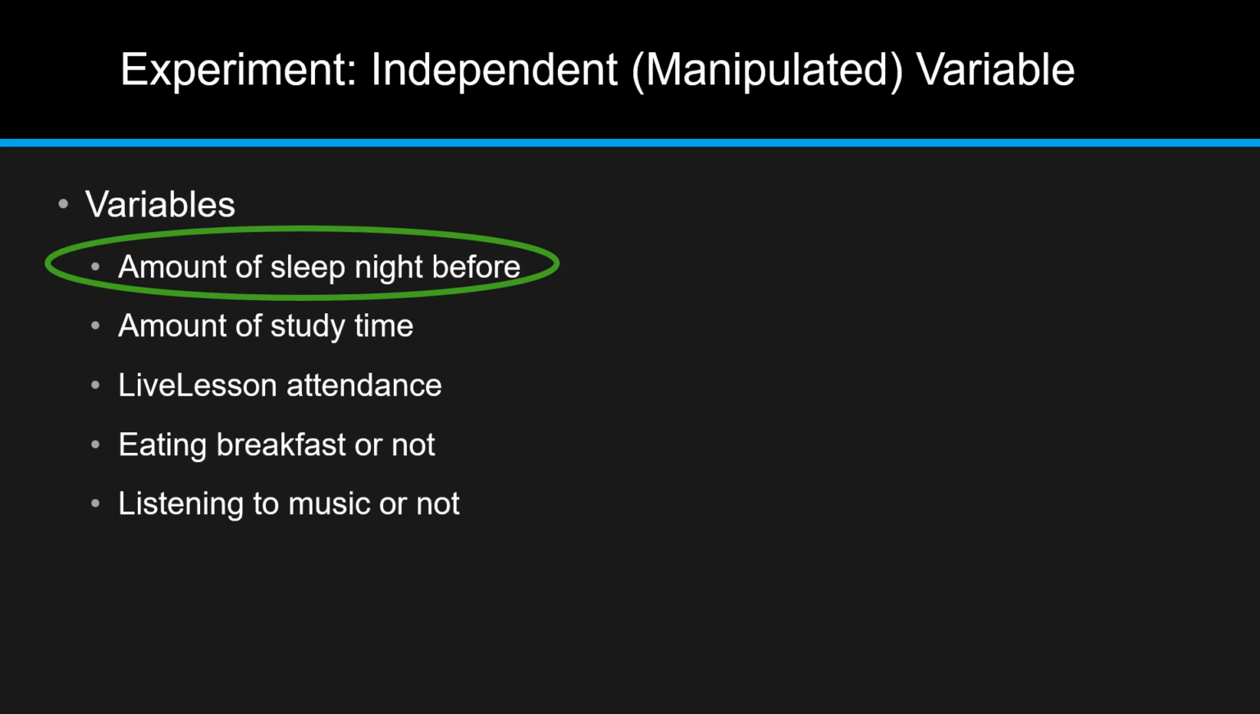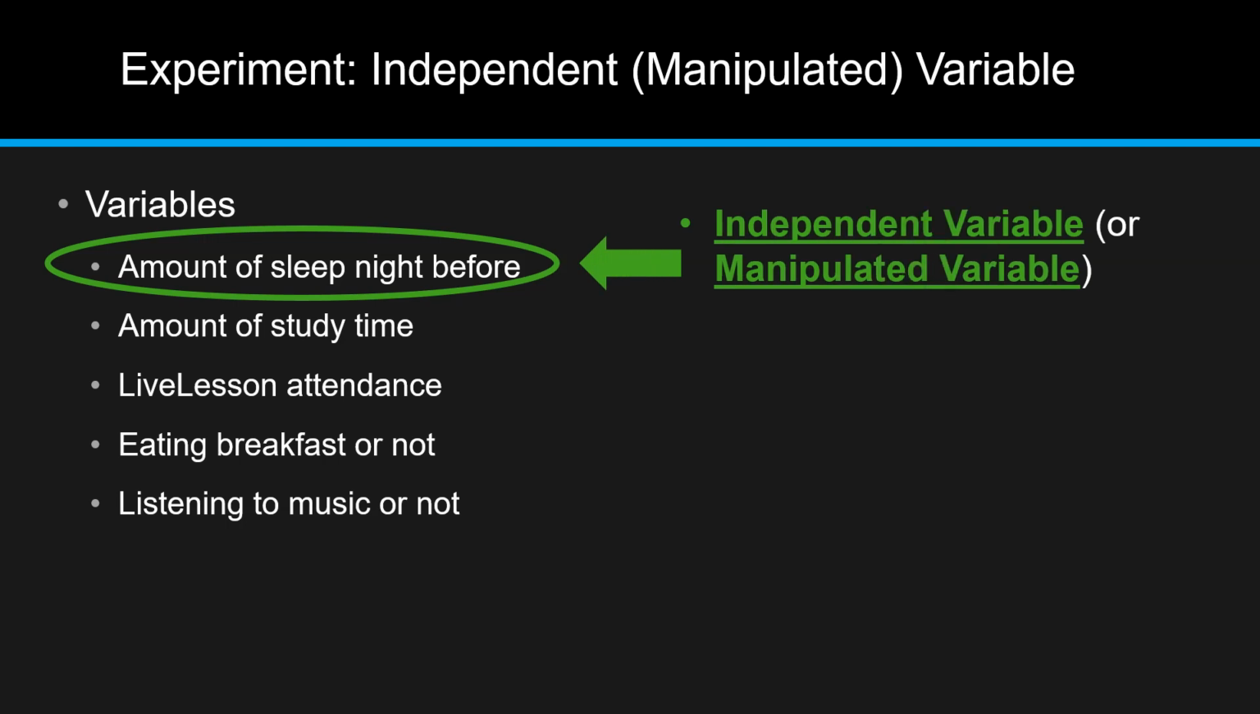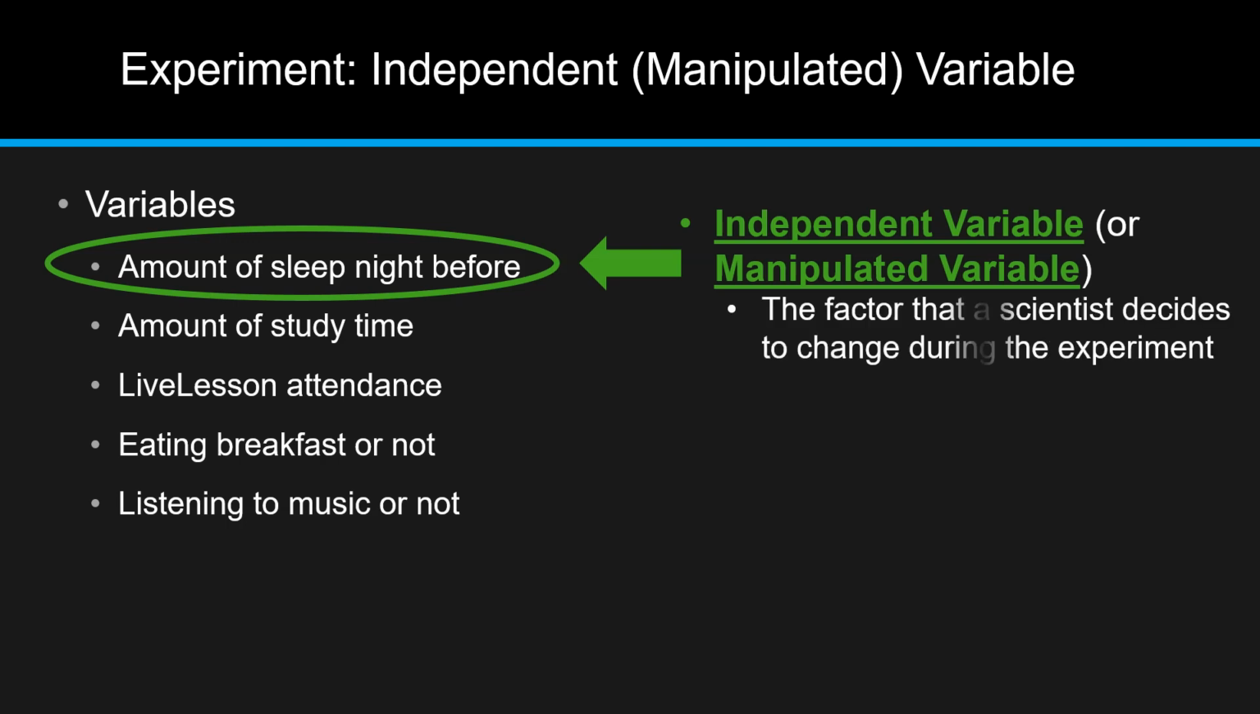This specific variable is called the independent variable. Another name for it is the manipulated variable. The independent variable is the factor or part that a scientist decides to change at the beginning or during an experiment. It is the factor whose effect is being investigated. When the scientist changes it, they want to see what the effect will be.